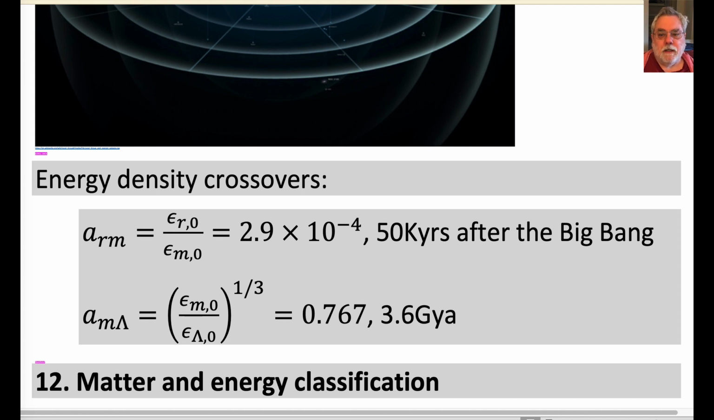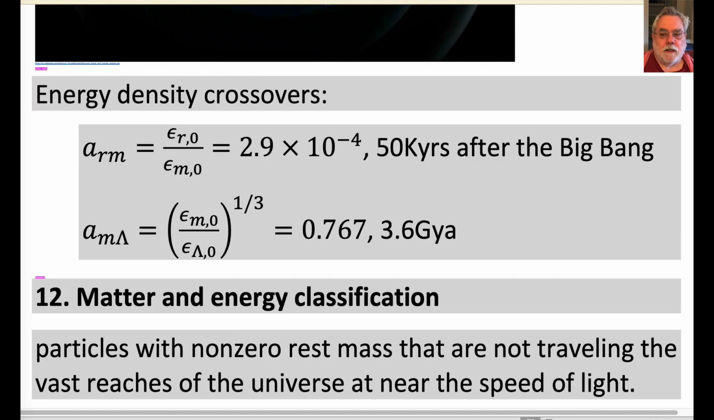For cosmology and the Friedmann equation, matter always means the total energy, including rest mass energy, of non-relativistic matter, particles with non-zero rest mass that are not traveling the vast reaches of the universe at near the speed of light. And since this is non-relativistic, the kinetic energy is negligible compared to the rest mass energy, so the kinetic energy and pressure never appear.